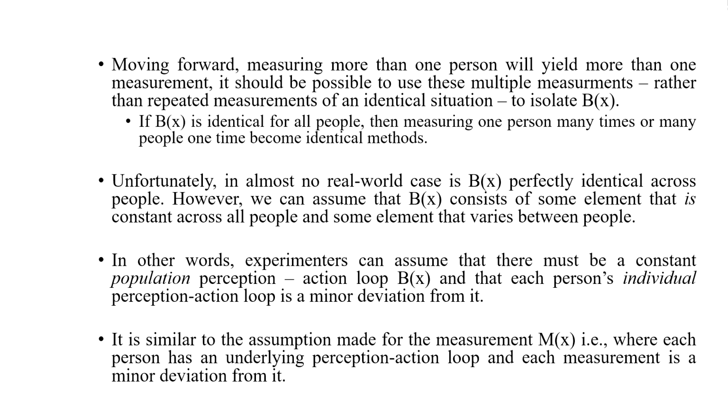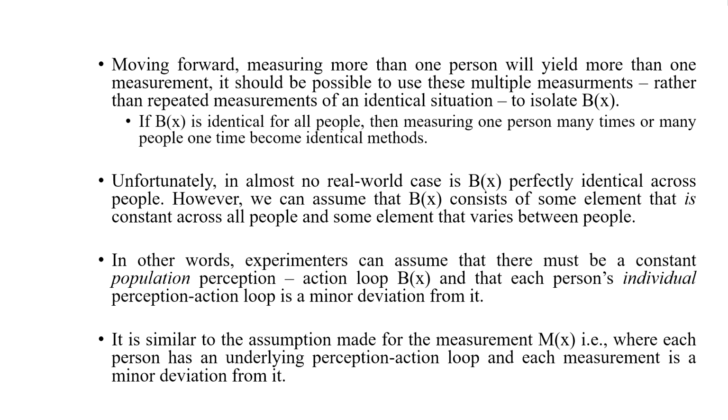across different people. Now, if this B of x, this mental thing, let us say lexical access for word recognition, is identical for all people, then measuring one person many times or many people one time is basically the same method, because the mental function is pretty much the same, and in that sense you can use either of the two. Unfortunately, we know that in almost no real world case is B of x perfectly identical across people. People have different experiences, different strategies in which they will do the task, different skill sets, phenomenal things, and so on. So, B of x is never perfectly identical across people.